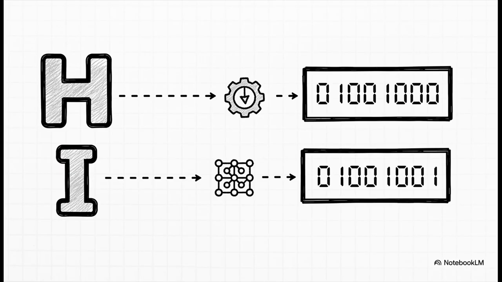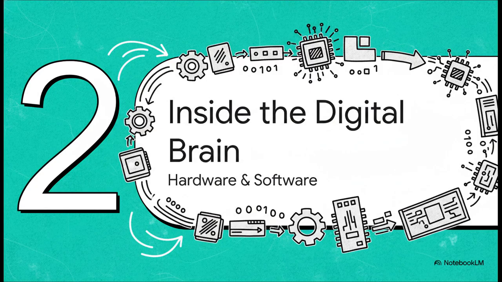And look, this isn't just for number crunching. Thanks to standards like ASCII or Unicode, every single letter, number, and symbol gets its own unique binary code. So when you type "hi," the computer doesn't see letters. Nope. It just sees these two specific 8-bit strings of 1s and 0s. It's all just numbers.